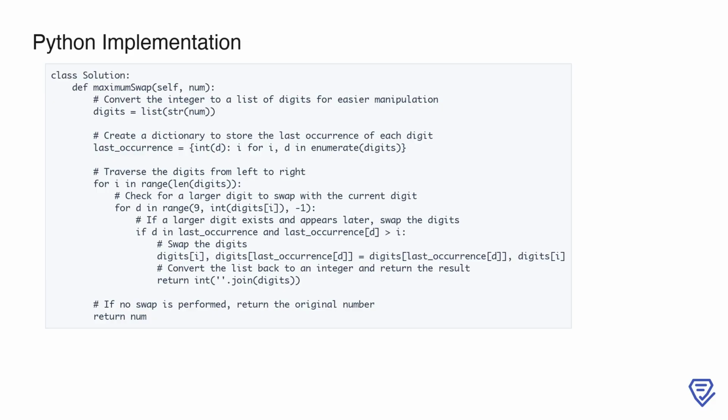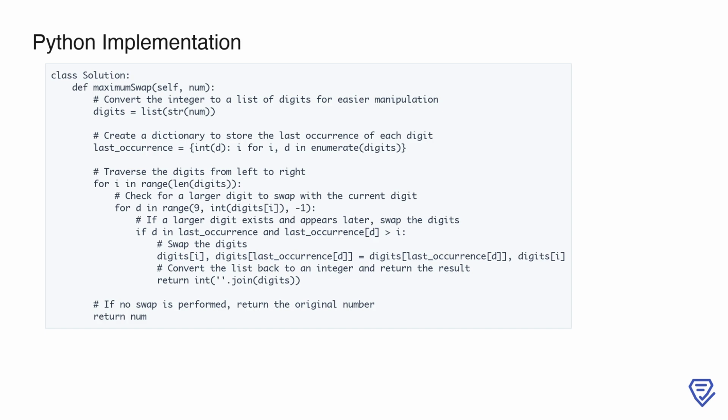4. Perform the swap. If a larger digit exists and it appears later in the list, we perform the swap between the current digit and the larger digit. For example, for 2736, when checking the first digit 2, we find that 7 is larger and appears later. Swapping 2 and 7 gives 7236.